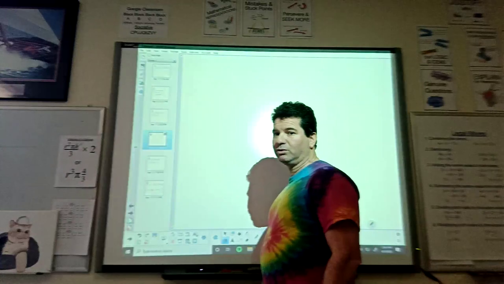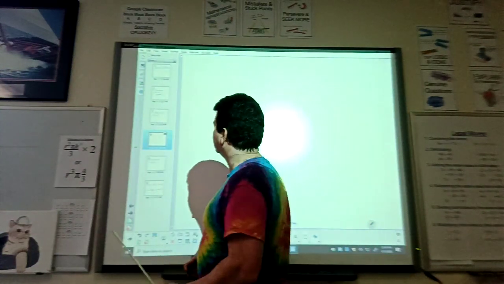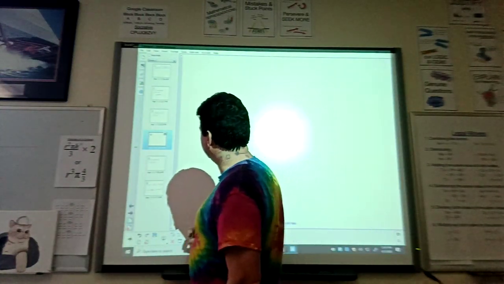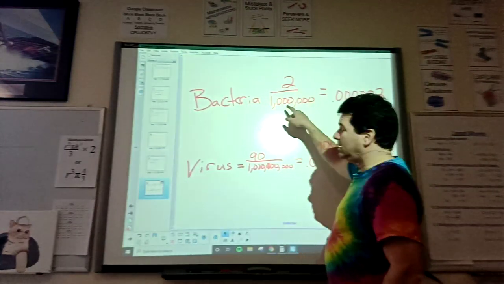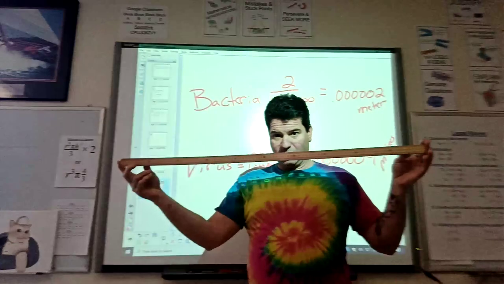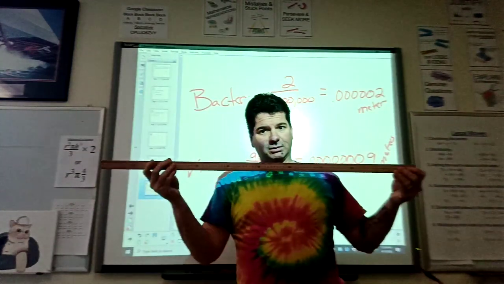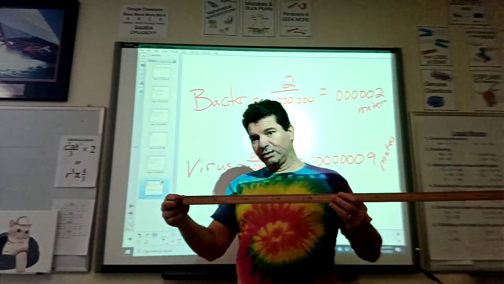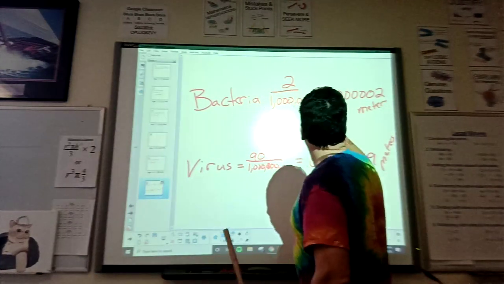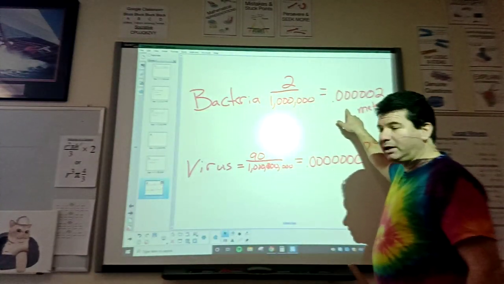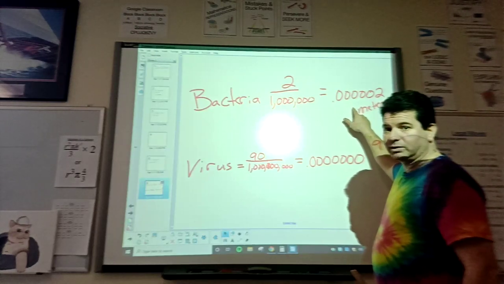Well, just 2 of those micrometers equals a bacteria. So check this out. Here we go. So bacteria, 2 millionths of a meter. If we broke this into a million little tiny spaces, 2 of those little tiny spaces together, that would be the length of 1 bacteria. Here's what that looks like. Okay? As a decimal, here's what it looks like.